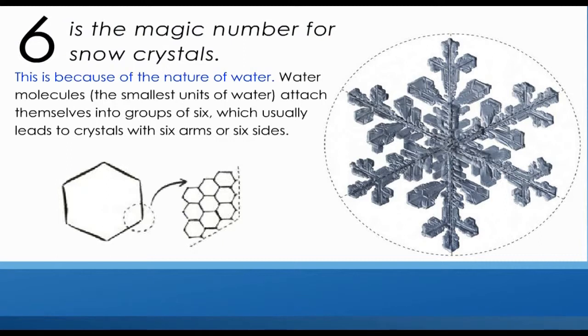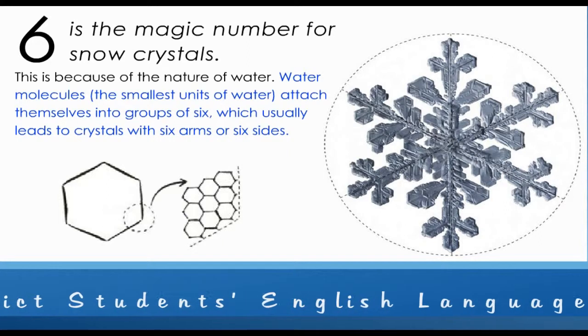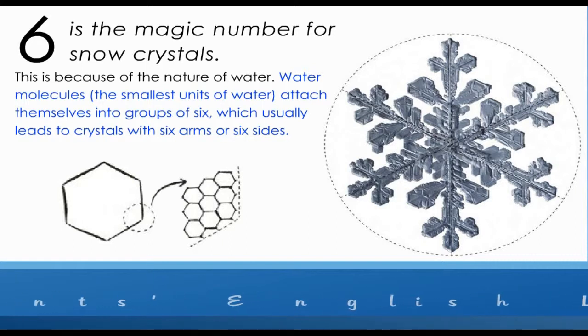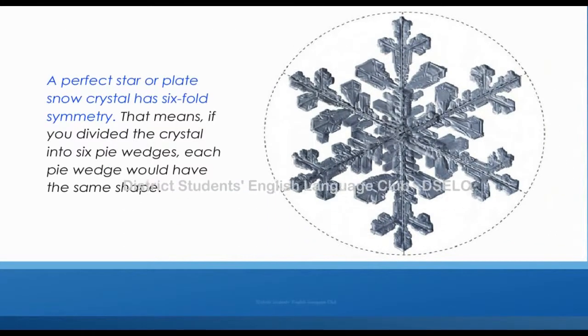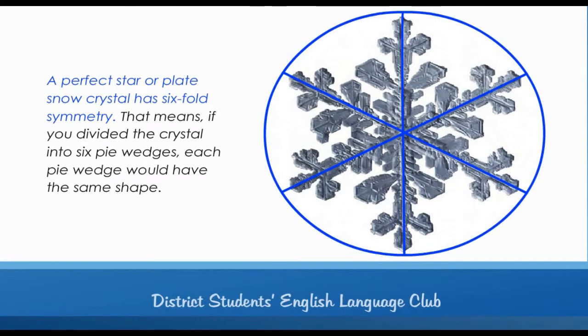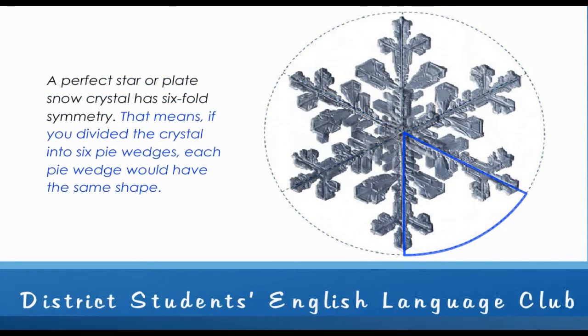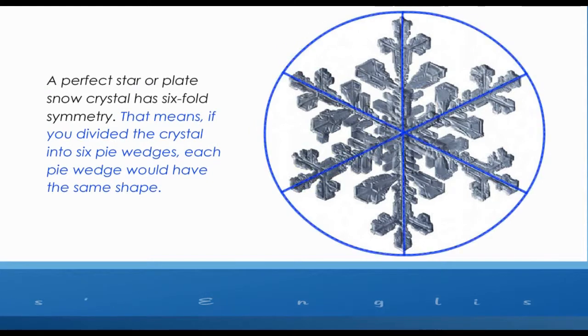This is because of the nature of water. Water molecules, the smallest units of water, attach themselves into groups of 6, which usually leads to crystals with 6 arms or 6 sides. A perfect star or plate snow crystal has 6-fold symmetry. That means if you divided the crystal into 6 pie wedges, each pie wedge would have the same shape.